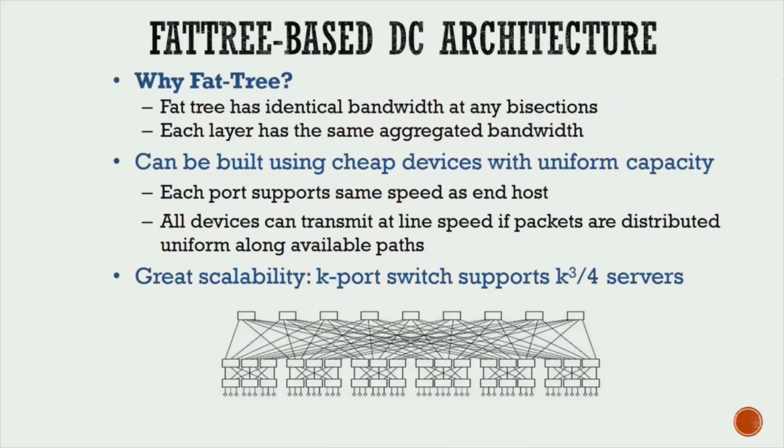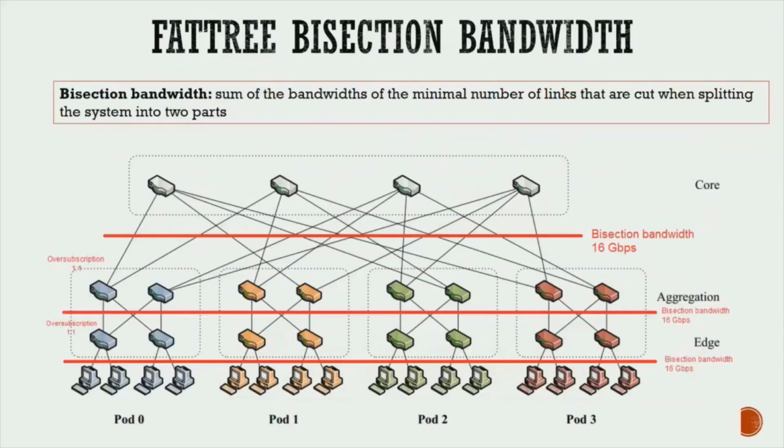Okay. A fat tree has identical bandwidth across any bisection of the network. So I'll show you what I mean by bisection. So bisection means if this is your topology, at any layer if you draw a straight line that cuts each link into the half, the bandwidth on upper half and lower half are the same.